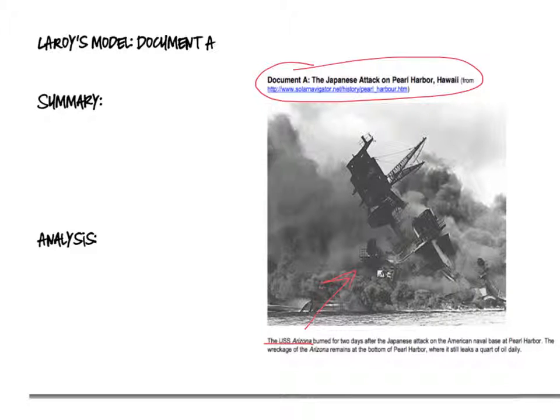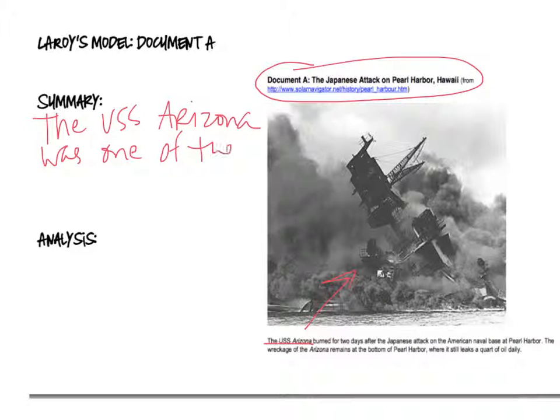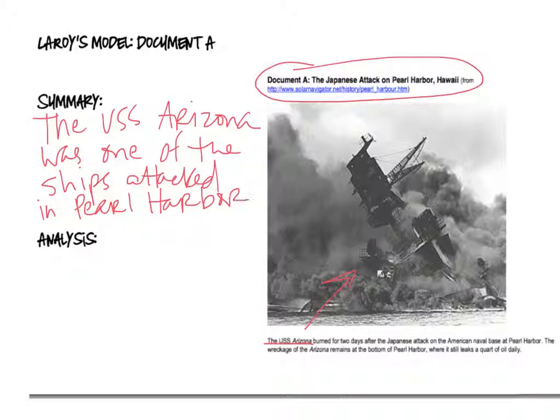So the second question is, what is the basics? What's the summary of this document? So a summary of this document is the USS Arizona was one of the ships attacked in Pearl Harbor by the Japanese. All right, very simple. I need you to remember, when we write a summary, we're looking at the bare basics. What is the bare basics? It covers the bare basics by the Japanese.